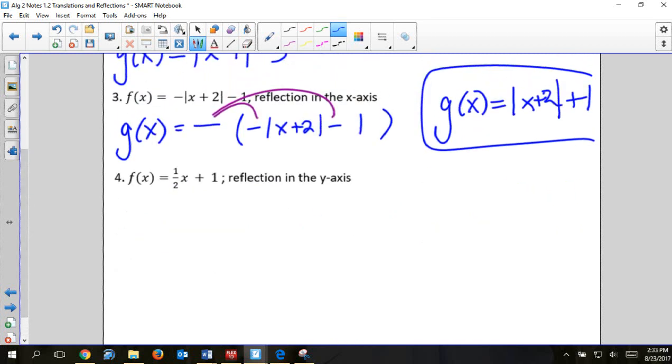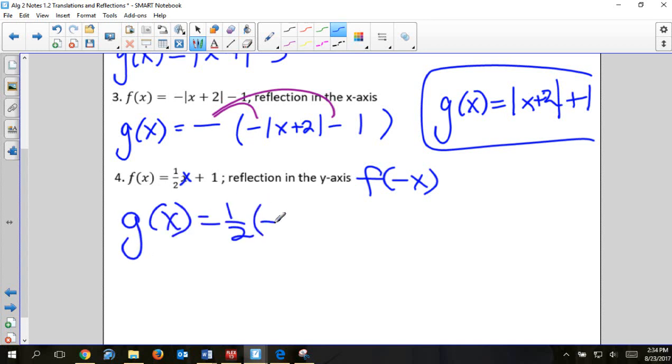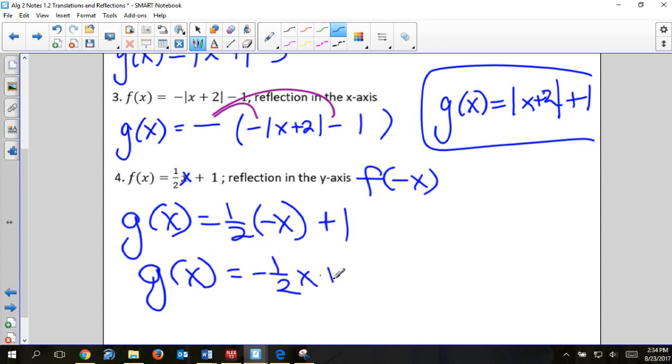And then the last one, it's a reflection in the y-axis, so that's where we're going to do f of negative x. Wherever you see an x, change it into a parenthesis negative x. So g of x equals 1/2 negative x plus 1, and then simplify it. g of x equals negative 1/2 x plus 1.